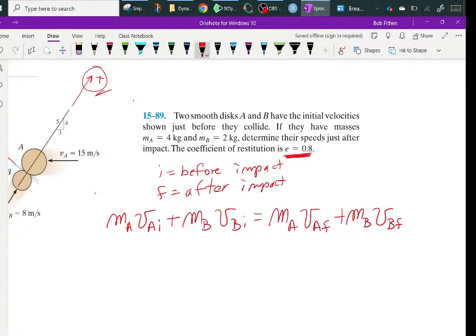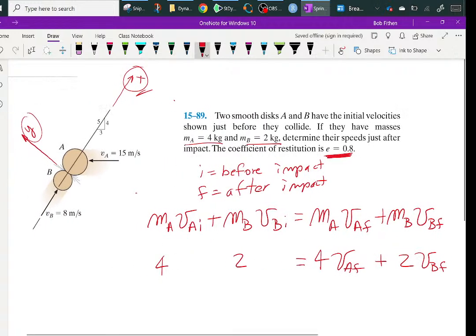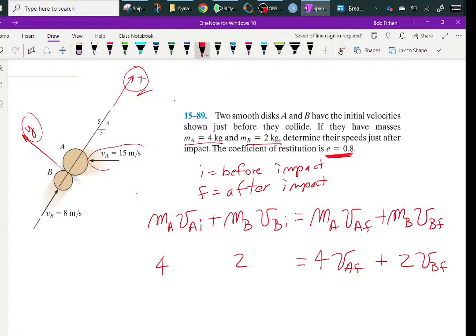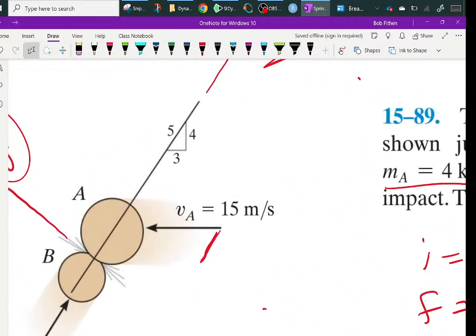Okay. So he tells me 4 and 2. I'll say 4 and 2, VA final, VB final, which I don't know, VA initial. Okay, that's this one. So all I've got to do is break a component here.